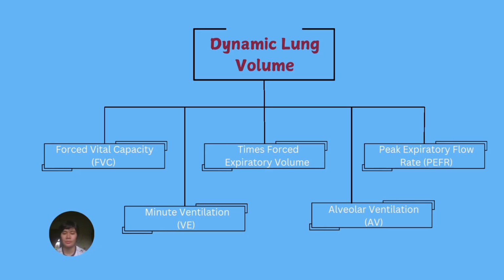There are 5 parts of dynamic lung volume. First is the forced vital capacity, FVC, then time forced expiratory volume, peak expiratory flow rate, PEFR, minute ventilation, VE, and alveolar ventilation, AV. So in my presentation, I will be talking about the first 3.